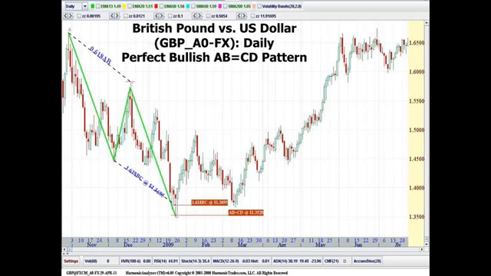On this daily chart of the British pound versus the US dollar, we have another distinct AB equals CD pattern. This possessed a 1.618 BC extension with our equivalent AB equals CD completion point, which marked the exact low for the move.